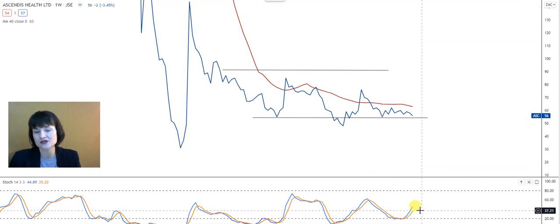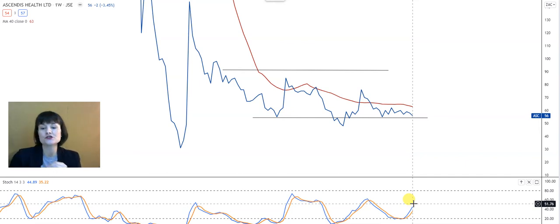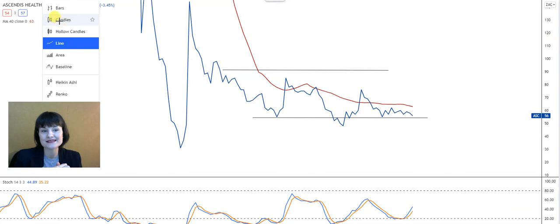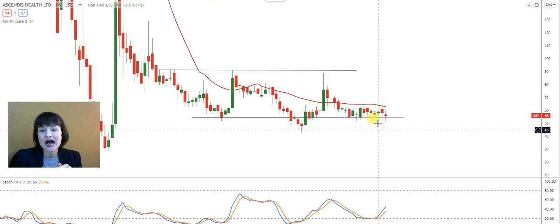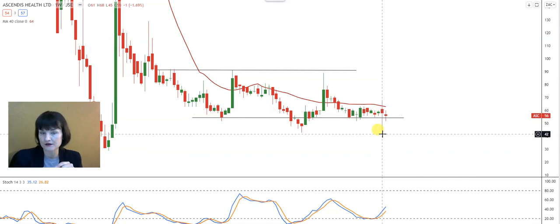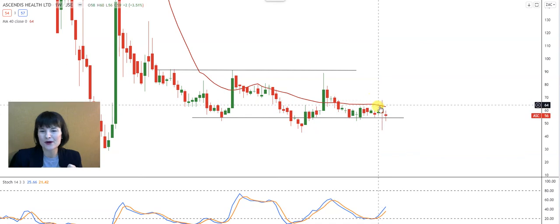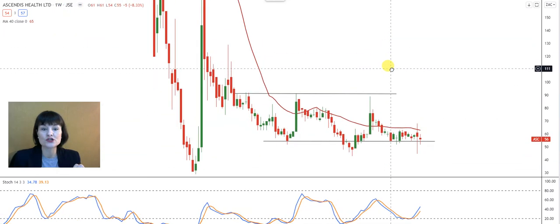Have a look at my stochastic. Yes, I've got a divergence to the upside. Yes, both lines are pointing upwards. But if I look at my candles, I can see a lot of uncertainty. Last week's candle is a clear spinning candle, which tells me that yes, there were enough buyers to lift the share all the way back to close it at 58 cents. But there were also quite a few sellers there. So that tells us indecision. They're not sure what to do with this share, and therefore we should wait patiently.